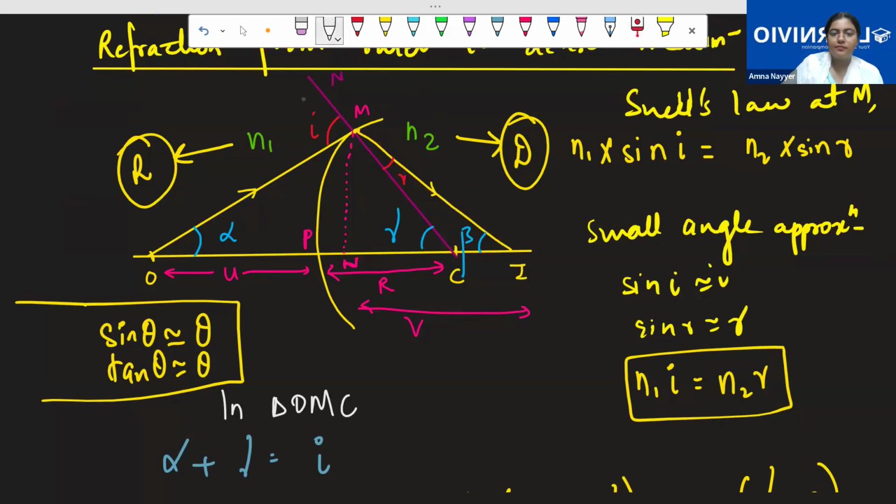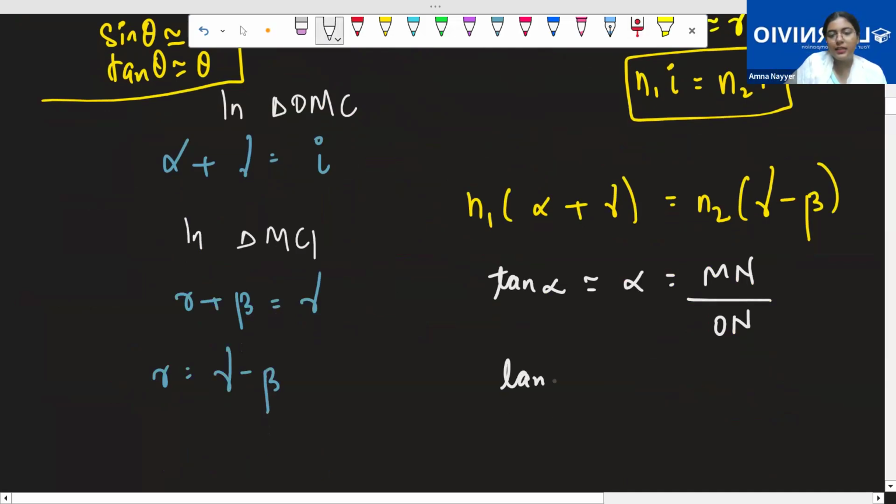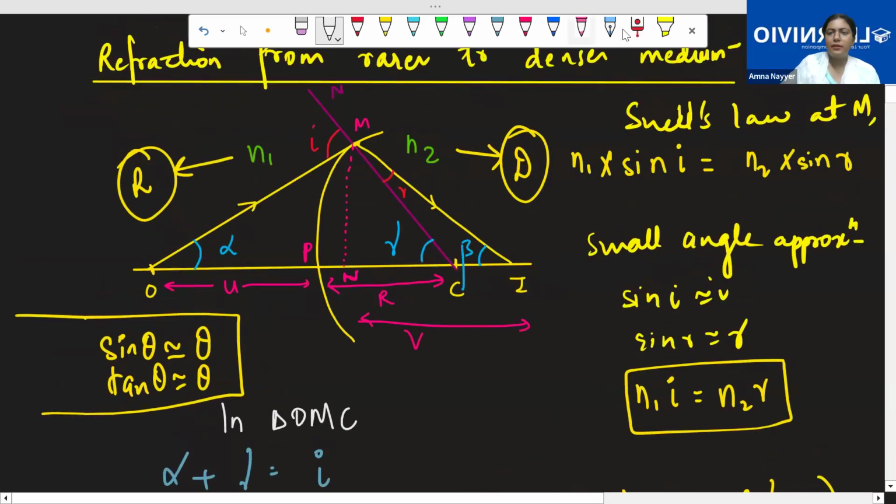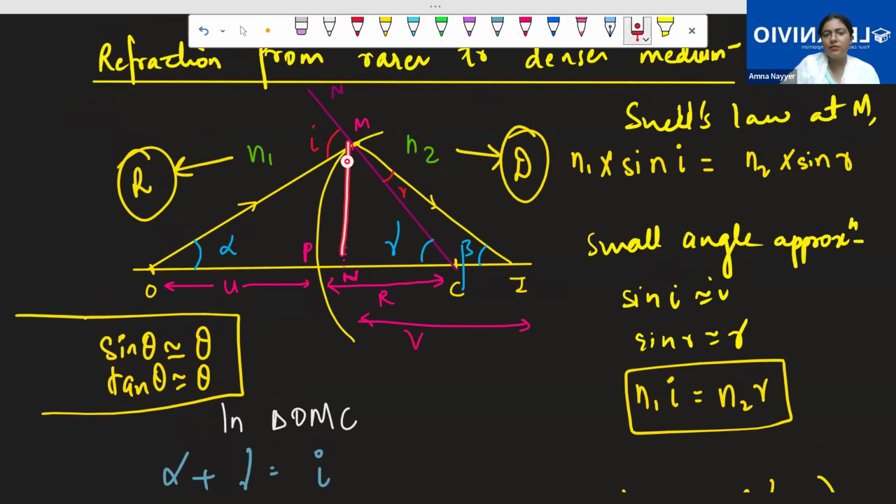From this triangle, MNI, tell me tan beta. It will be MN by NI. So tan beta will be almost equal to beta, that is MN by NI. Similarly, the best method, because we need a common side so everything can be cancelled. Now, can you see MN is coming everywhere in this triangle, also in this also. So we'll take this small triangle.